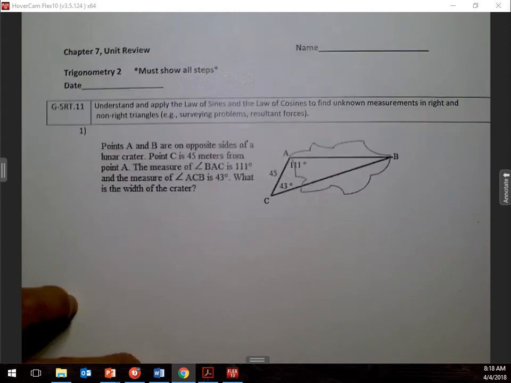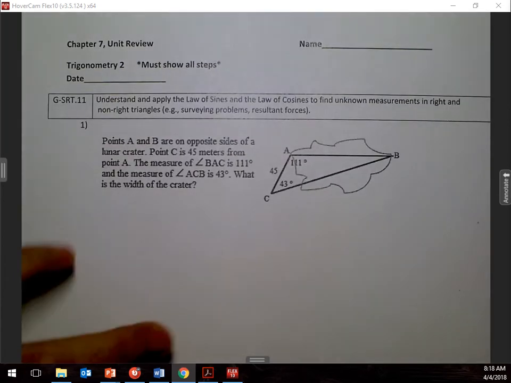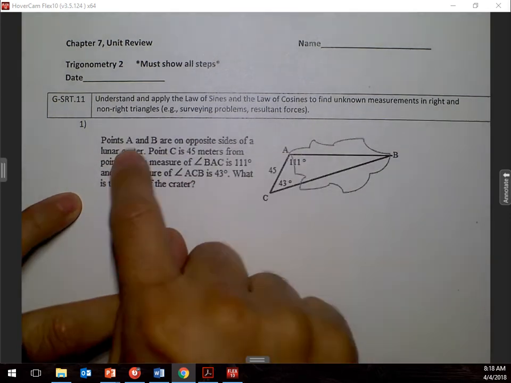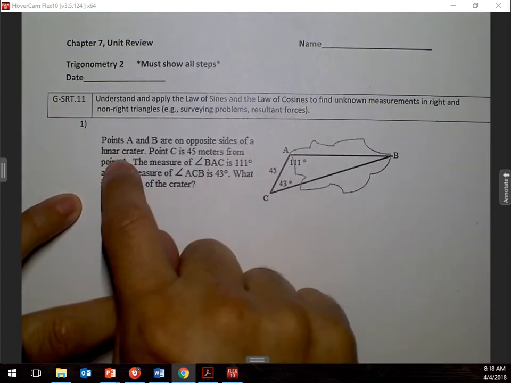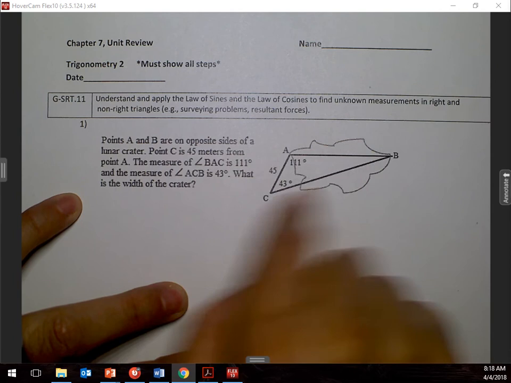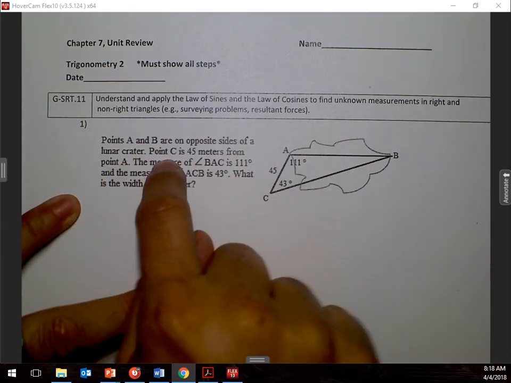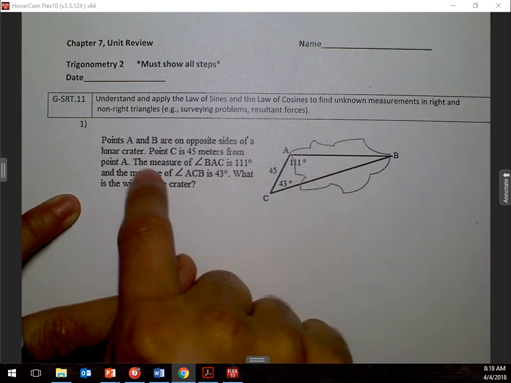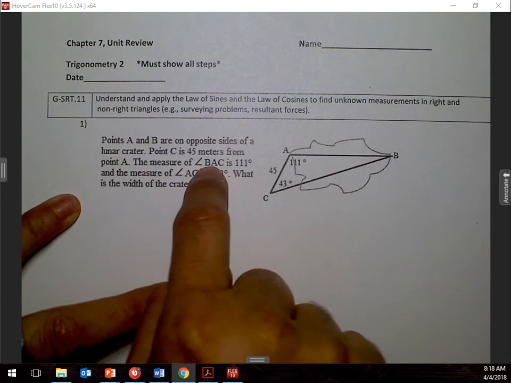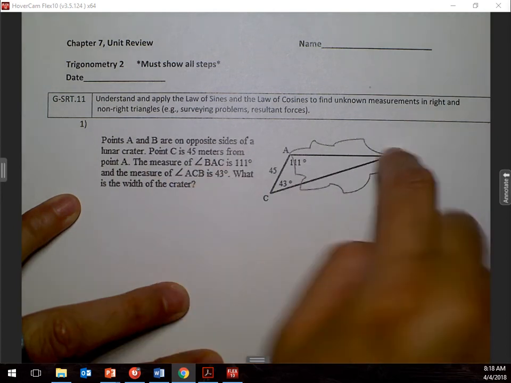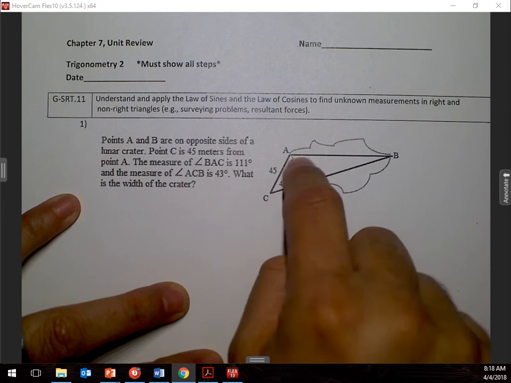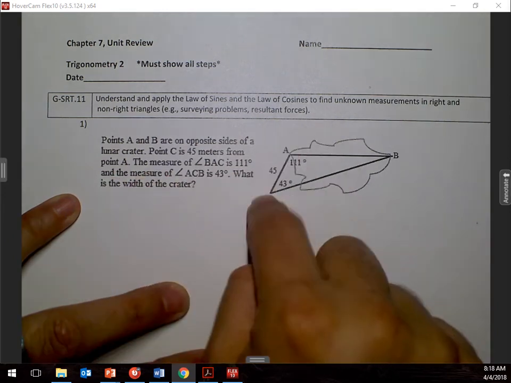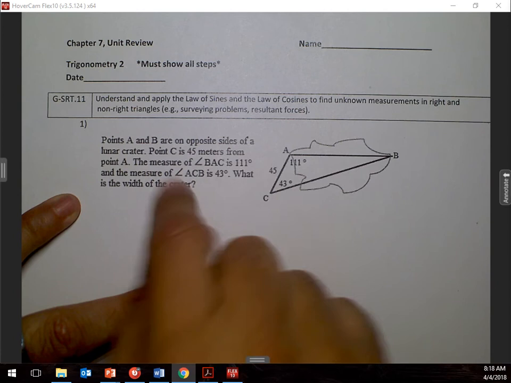Okay. So now everything's labeled here. Points A and B are on opposite sides of a lunar crater. That's a crater. Point C is 45 meters from point A. Measure of angle BAC is 111. Measure of angle ACB is 43. What is the width of the crater?